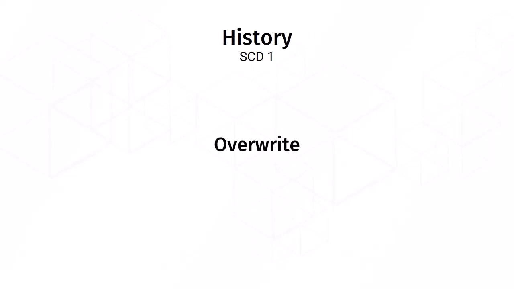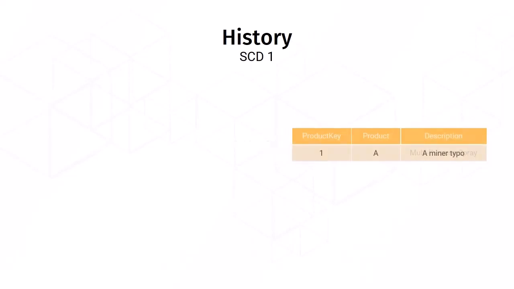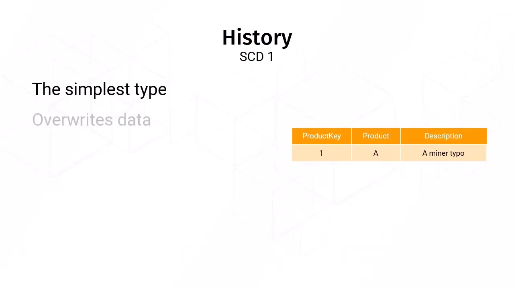SCD1. Overwrite. Slowly changing dimensions type 1 is the simplest type. This type simply overwrites data. You will use this type if you want to correct something. For example, when someone corrects a typo in a product name or in the surname of a person, it is useful if this correction occurs across all the information. If the history is not tracked for this type of information, then it's not so bad. So you can use SCD type 1 for changes that you do not need to track any history for.